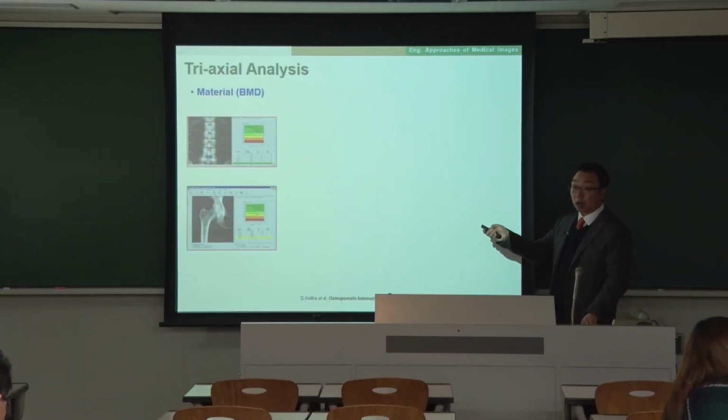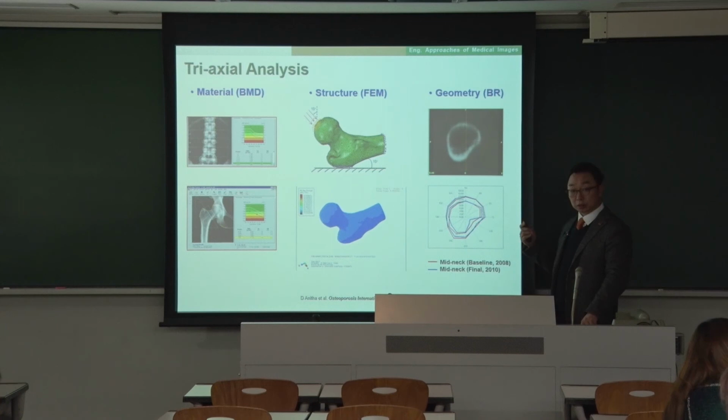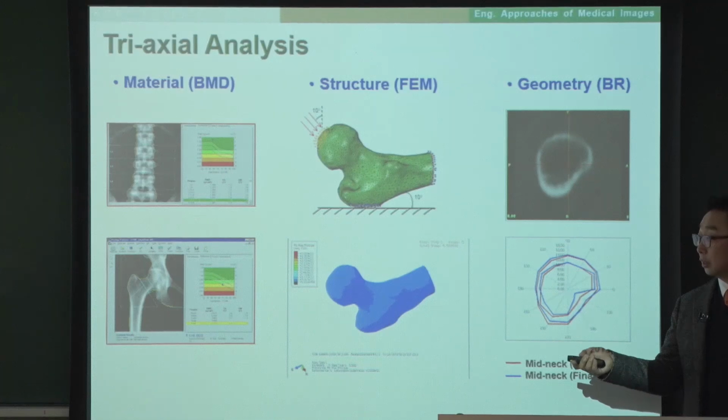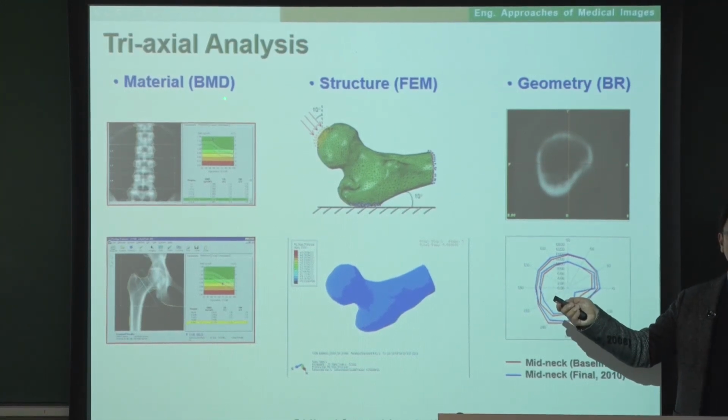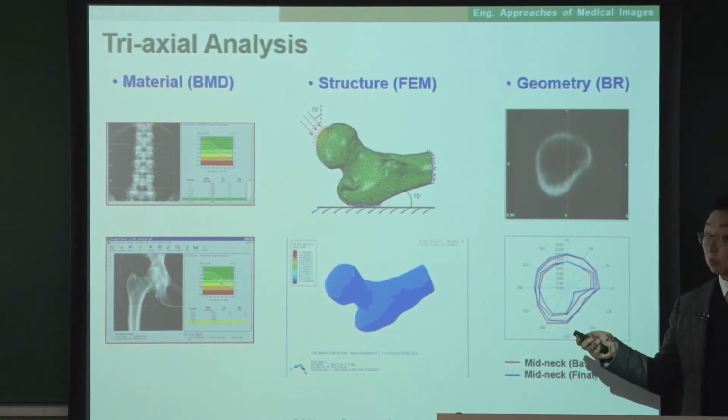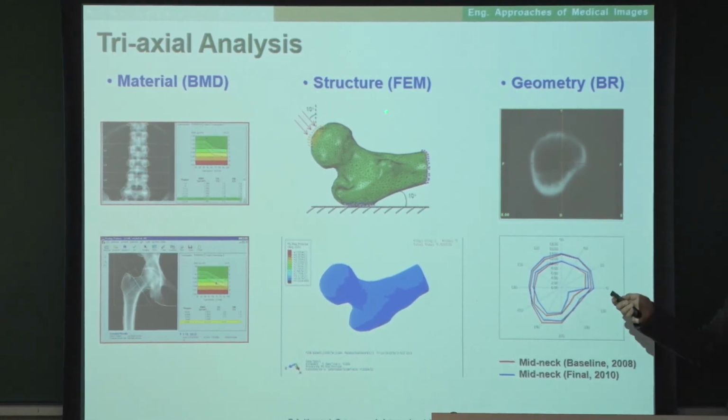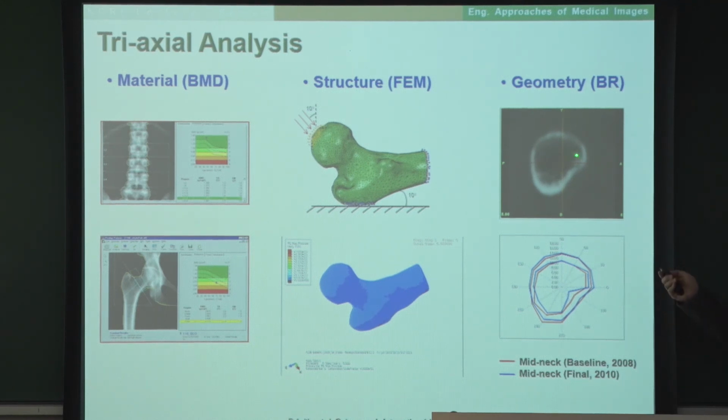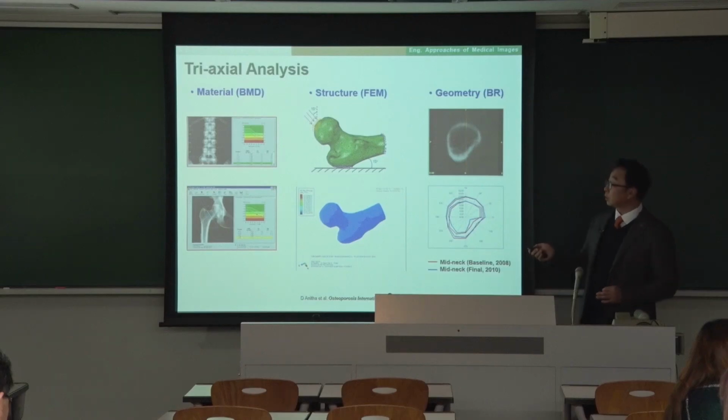So basically, now we have the material properties, structural analysis, and geometrical analysis. Remember the triaxial analysis. We want to predict the fracture risk of the elderly femur in terms of material property, which is how much hydroxyapatite is located in our bone, using bone mineral density. And also structural analysis, where we have some boundary conditions and the finite element method. And the other one is the simple geometry. We just look at the femoral neck because fractures usually happen on the femoral neck. So these are the most complicated.